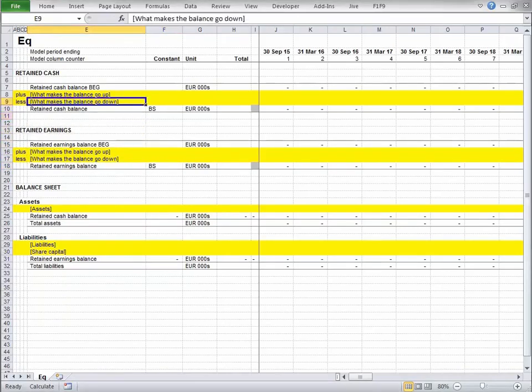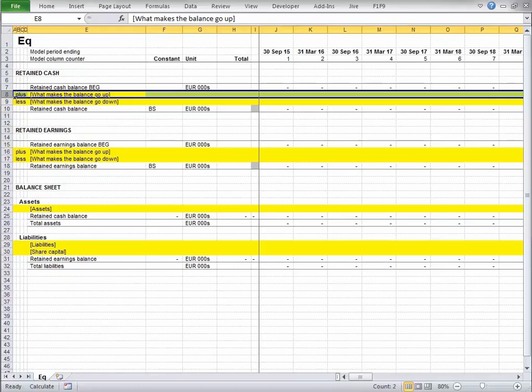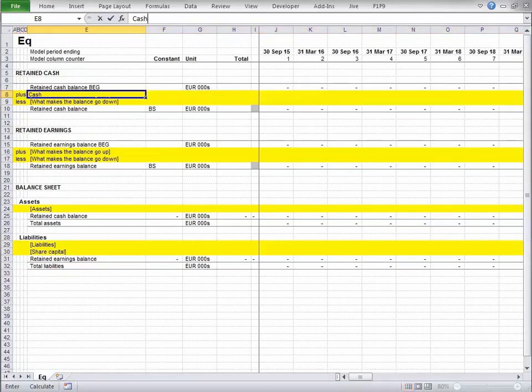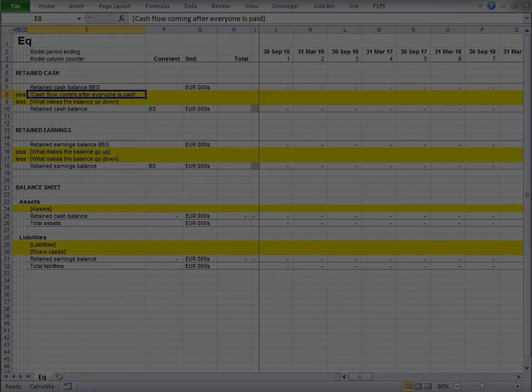Now let's answer the question, what makes retained cash go up? And the answer is cash flow coming into the business after everyone else has been paid. And that's because in the context of equity, everyone else needs to be paid before equity investors have a claim on what's left over. And let's be clear who everyone else is. It's employees, suppliers, debt investors, and tax authorities. Equity investors are right at the bottom of the pecking order.